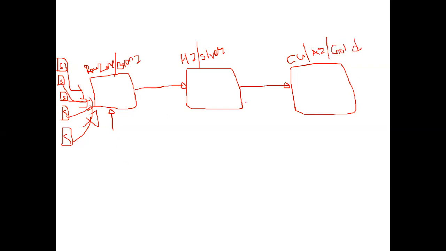Okay, bronze, silver, gold, or raw zone, history zone, curated zone, aggregated zone. This is how the data will be maintained across different layers in any data engineering project. When you go for the curated zone, the analytical zone, this is where the data warehouse will be constructed.